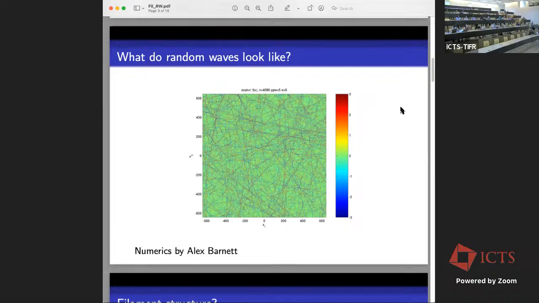So this is a picture of numerical waves, and this was done by Alex Barnett. You can see here, this is for very high frequency. You've got this kind of blur of green, which is the average value, and then you have some fluctuations from that average value. So you have points at which the size of the function is larger than average, and you can see that they form sort of lines and structures in the set. So that's what I'm talking about when I talk about structure or filament structure in the random waves. These are the filaments.